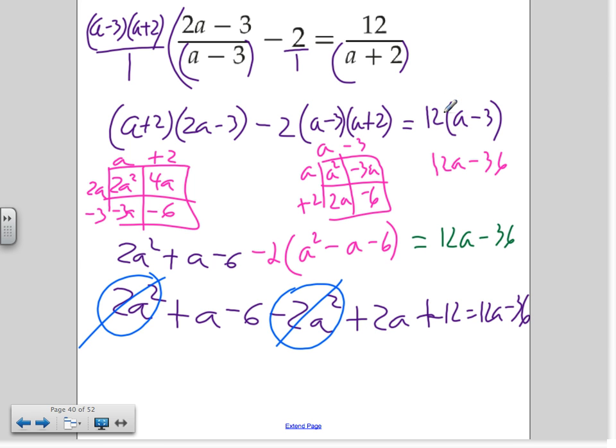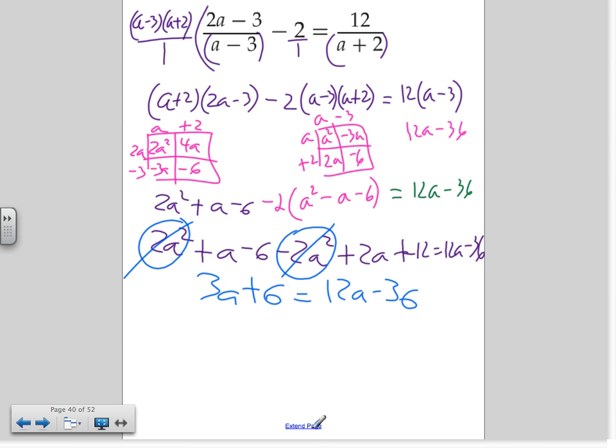I have a 2a squared and this is minus 2a squared. They get canceled, right? And here's an a, here's a 2a. What is that? 3a. We're combining like terms. Don't forget, we're not multiplying, we're combining. We just put them together. There's 1a, it's 2a, that's 3a. What about negative 6 and positive 12? Plus 6. And on this side, it's just 12a minus 36. Look at that. Now it looks a bit better, even more.